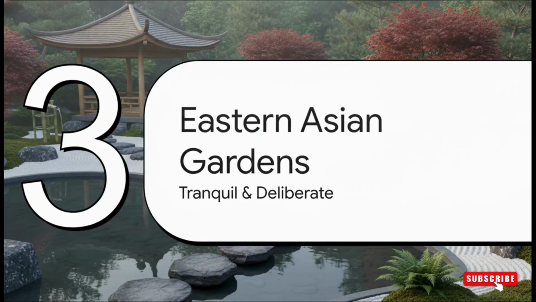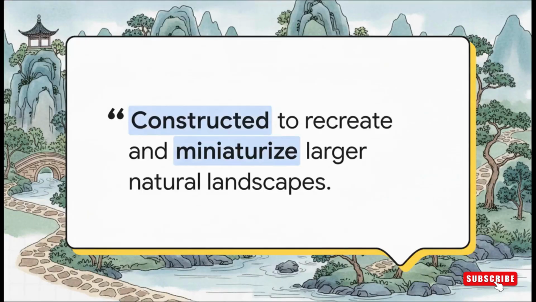Section 3. Eastern Asian Garden Aesthetics. This is all about deep tranquility and deliberate wandering. Now, what's really interesting here is the core philosophy. Chinese gardens aren't just thrown together. They are explicitly constructed to recreate and miniaturize larger natural landscapes. As a visitor, you don't just wander aimlessly. You walk a highly deliberate, predetermined path carefully laid out by the designer.